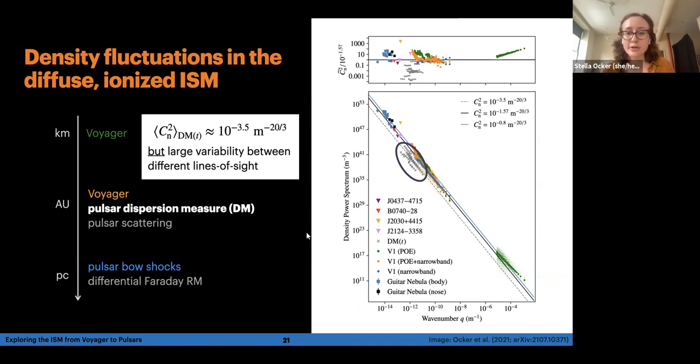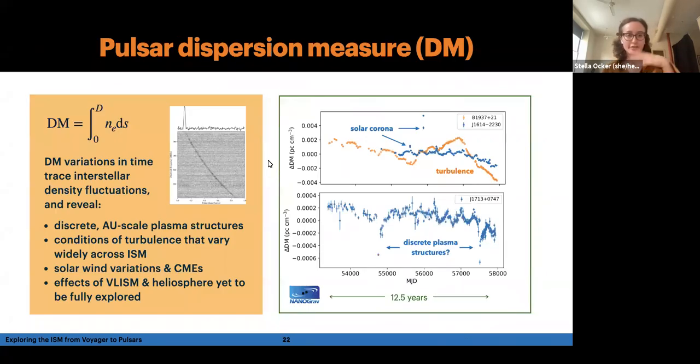And so here I'm showing you constraints that we get on the turbulence wave number spectrum from pulsar dispersion measure variations, which indicate orders of magnitude variability in Cn squared between different pulsars' lines of sight. So DM variations are extremely useful probes of the ISM. I'll briefly remind you that the pulsar DM is just the integrated electron column density along the pulsar line of sight.